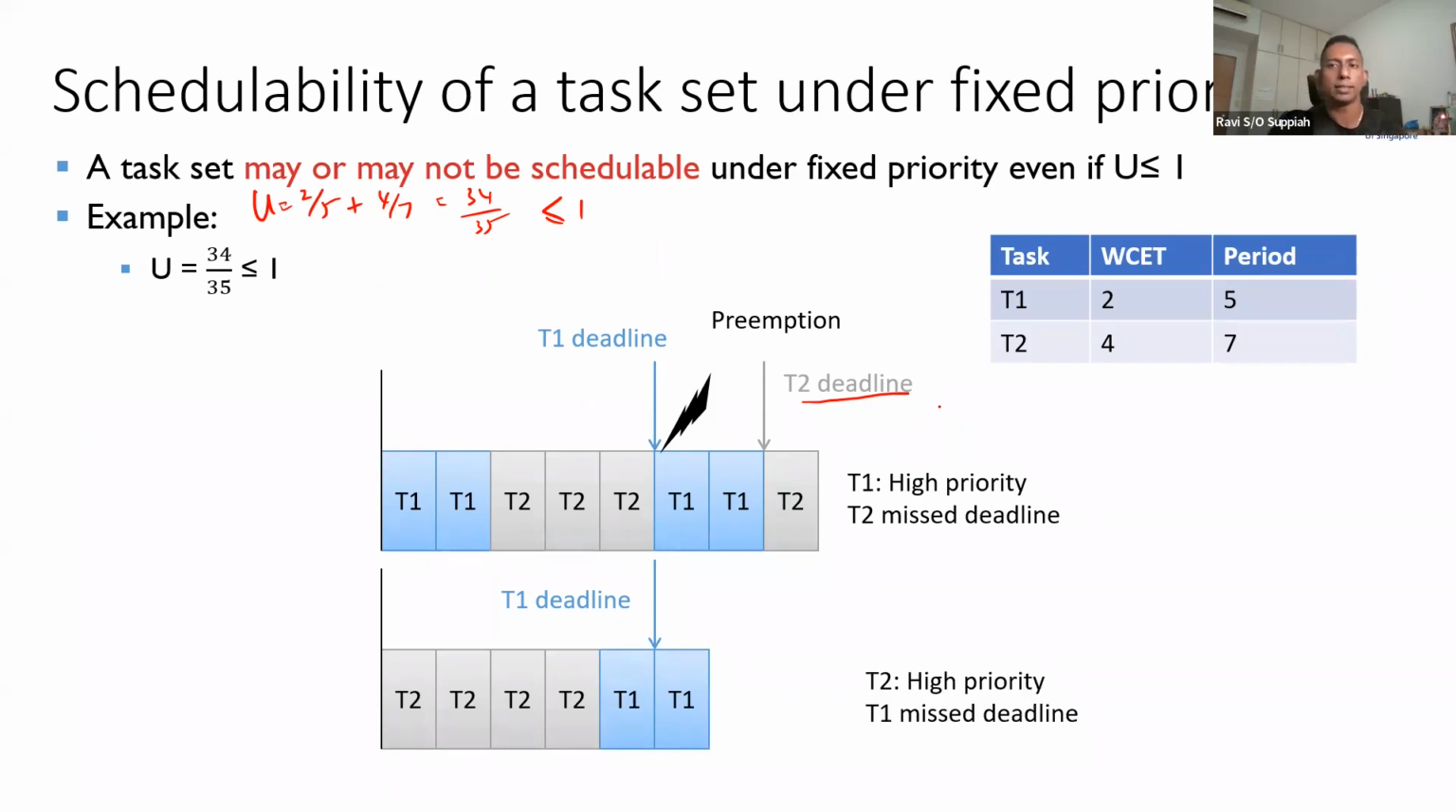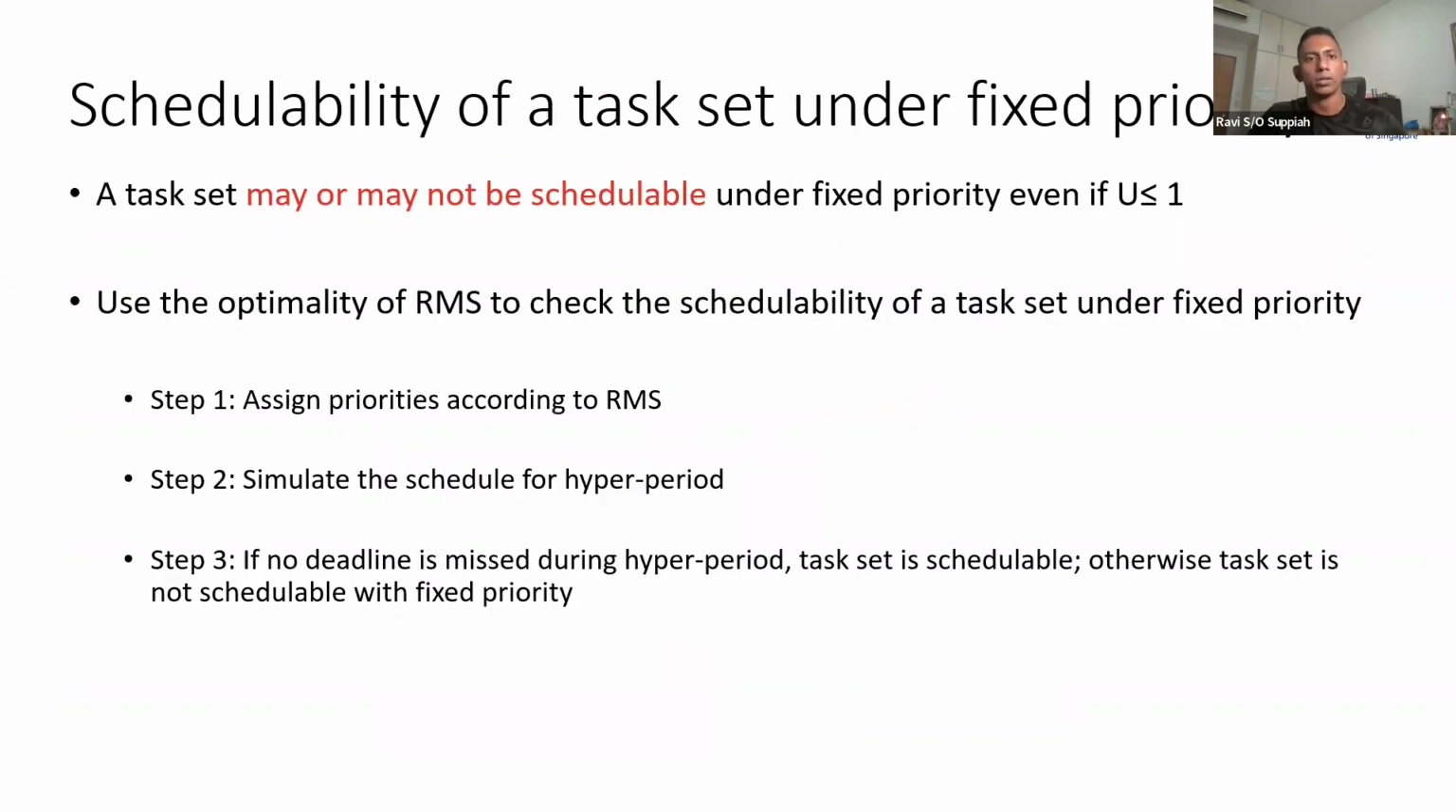So you can see from this example that even though I satisfy the utilization requirement, it is not sufficient. It is not enough to say that just because utilization is less than or equal to 1, I am able to guarantee that I can actually schedule them and meet all the deadlines. That's why we say that a task set may or may not be schedulable, even if U is less than or equal to 1.